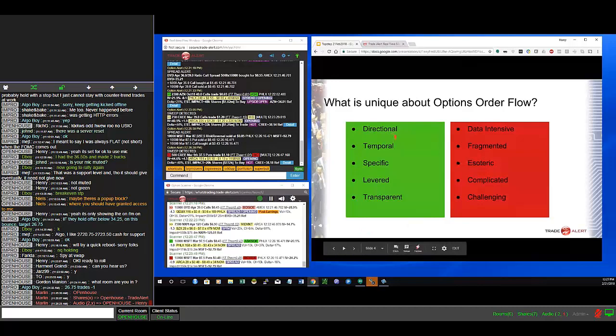And let's talk about the good things in options order flow, good characteristics. It's directional, okay? At the simplest level, if somebody goes to buy a call, they're looking for the underlying to go up. That's how they're going to make their money. There are other reasons too, but primarily, keeping it simple, people buy calls when they think the stock's going to go up. They buy puts when they're worried about the stock going down.